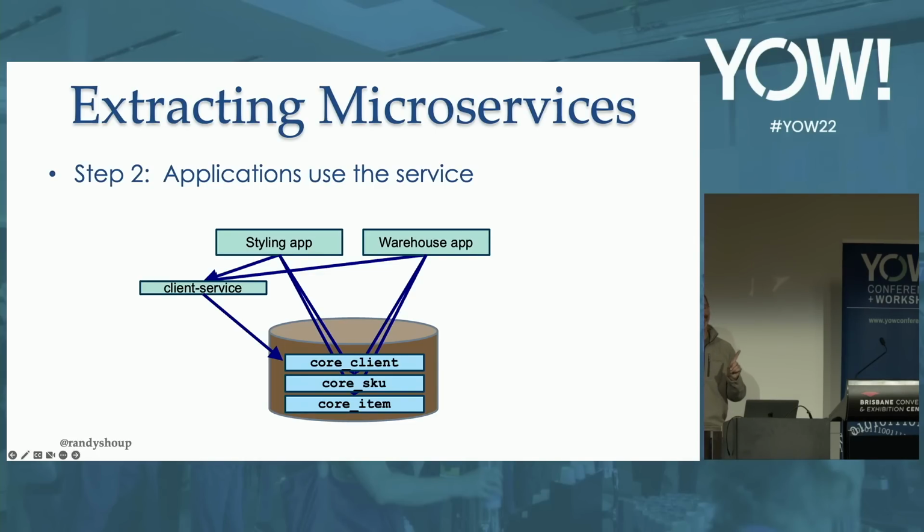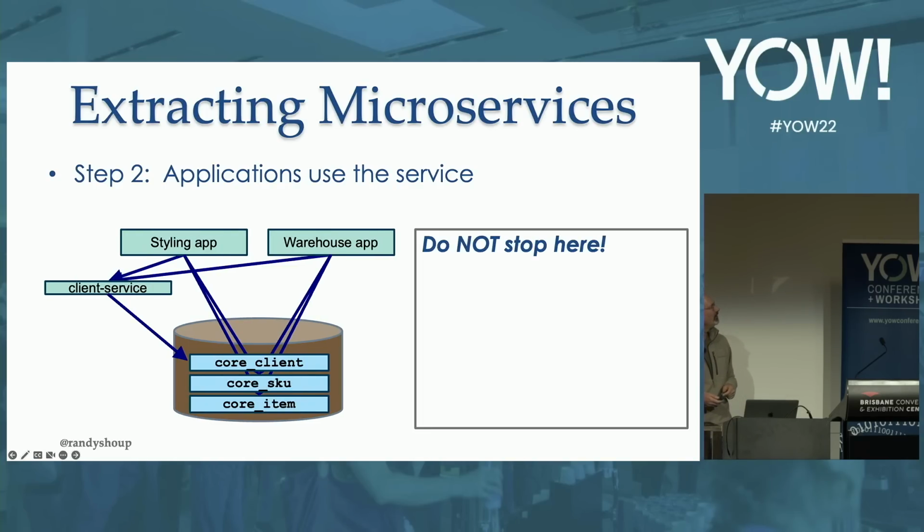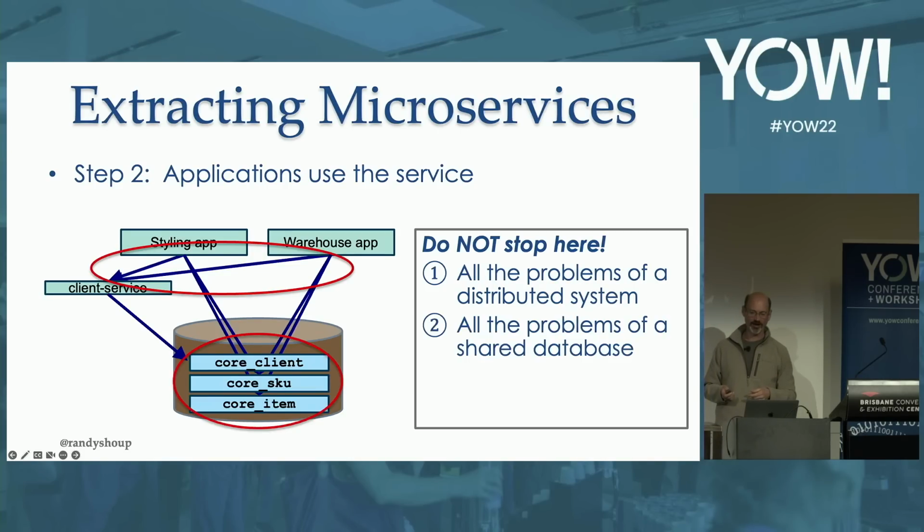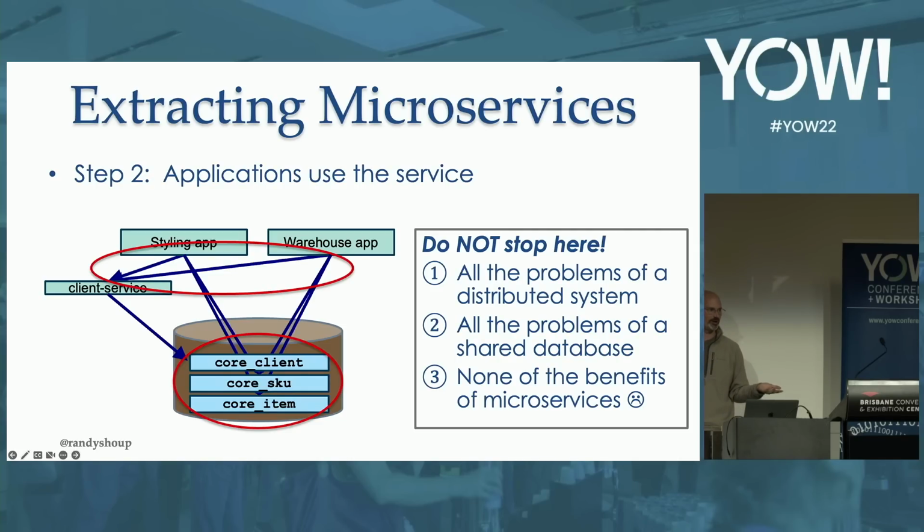You laugh. But when I showed up at StitchFix, they had already been doing part of this migration, and every single thing that they had migrated had stopped at this phase. Why do I not want to stop at this phase, Randy? Well, it's because we have all the problems of a distributed system, right? Because we have this service, and now we're going over the network to the service from the application. We have all the problems of a shared database because we haven't moved any of the data, and we've gotten none of the benefits of microservices.